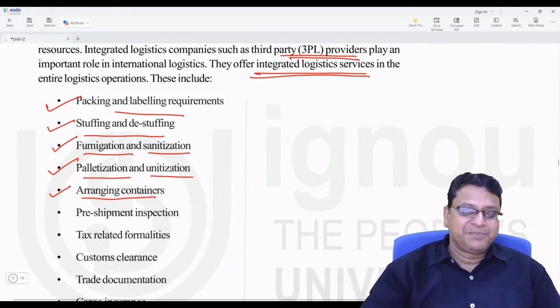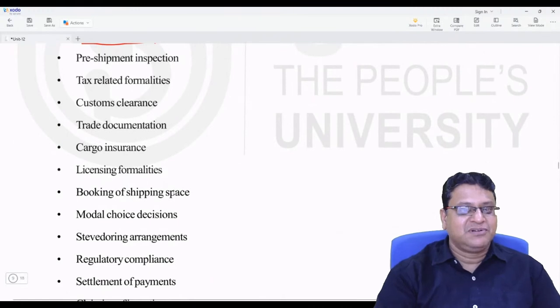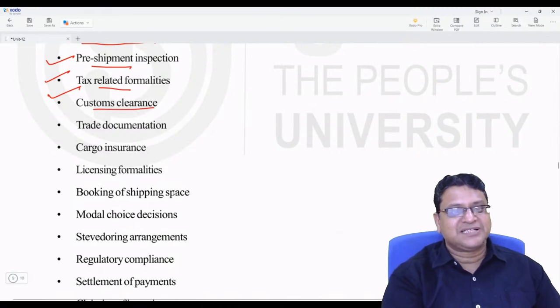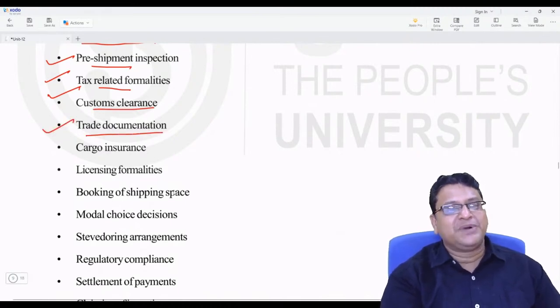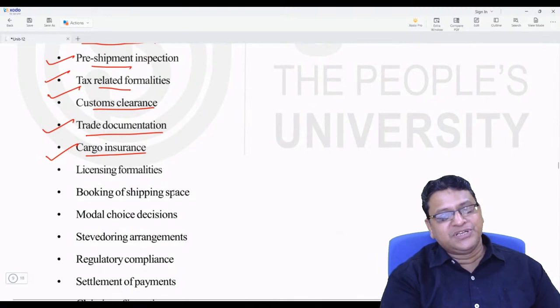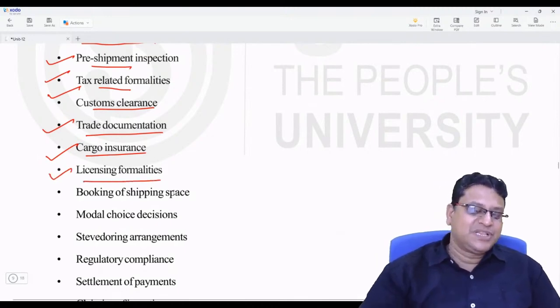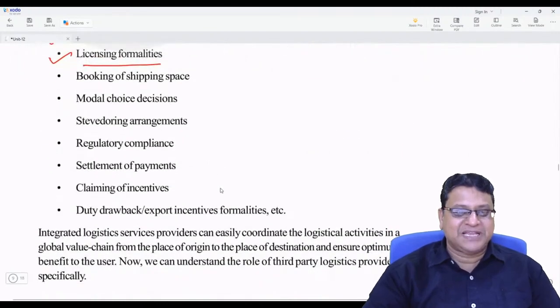It deals with pre-shipment inspection. It deals with tax-related formalities. It deals with customs clearance. It deals with trade documentation. It deals with cargo insurance. It deals with licensing formalities. It deals with booking of ship space.